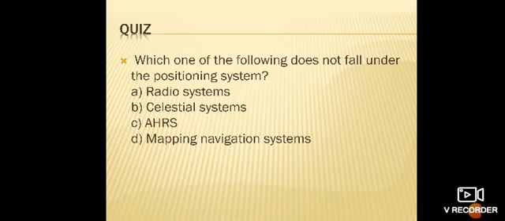So, which one of the following does not fall under the positioning system? The first option is radio system, the second option is celestial system, the third one is AHRS, and the last option is mapping navigation system. Whether it is a radio system or celestial systems or AHRS system or mapping navigation system, what is the answer?